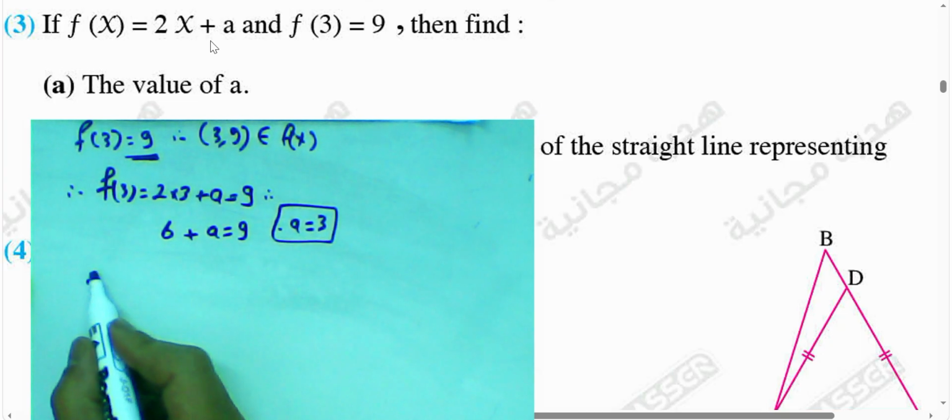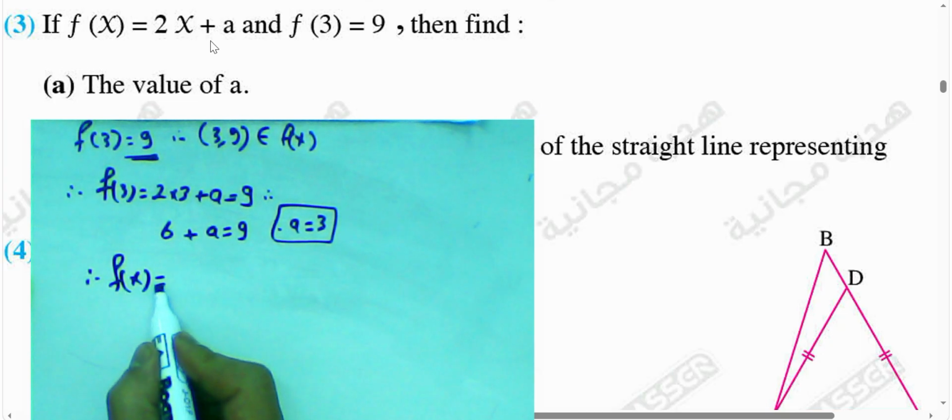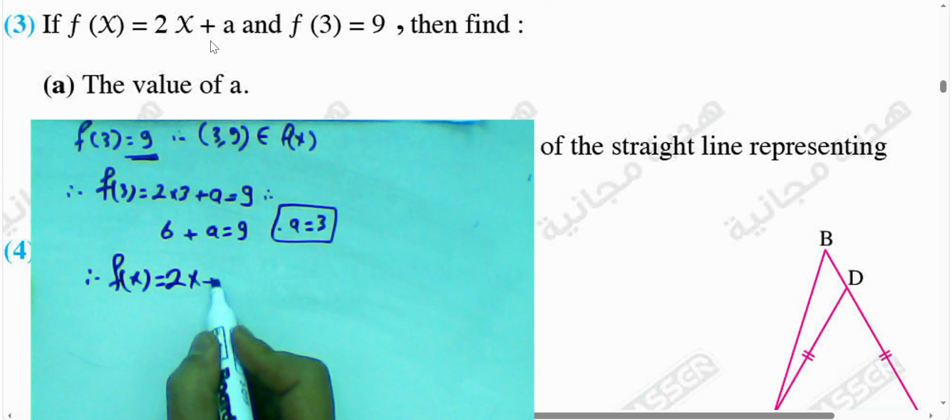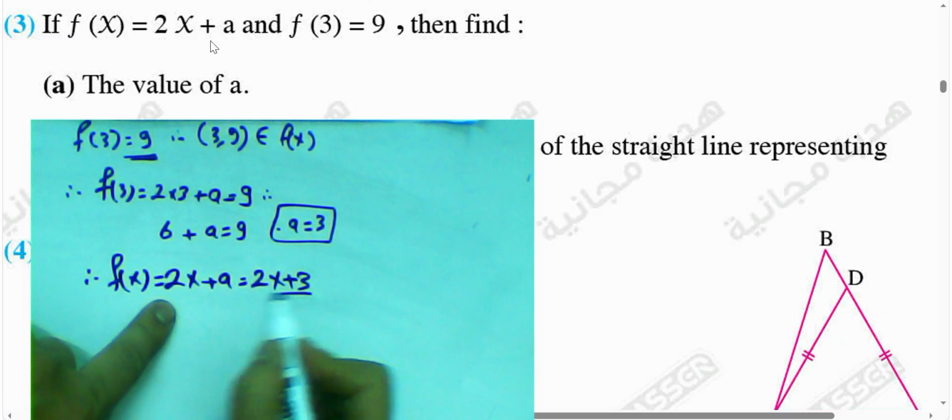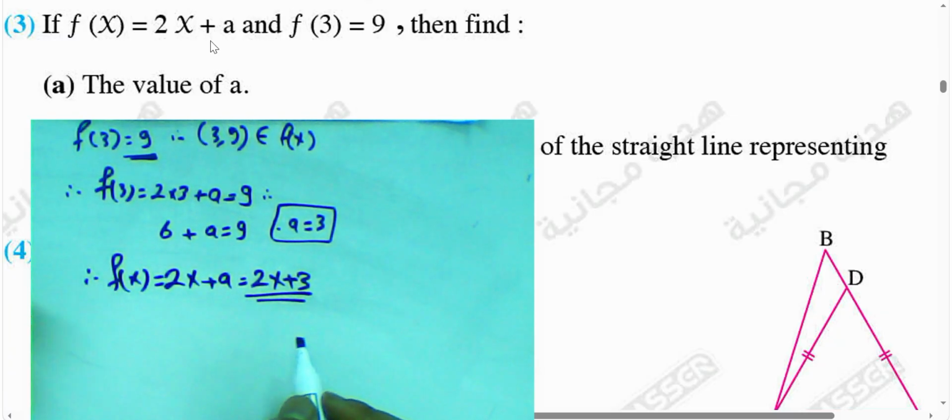Okay, now we can write the function. F of x will be equal 2x plus a. It will be 2x plus 3. Is the function here 2x plus 3? Okay. And he tells me this information also down.